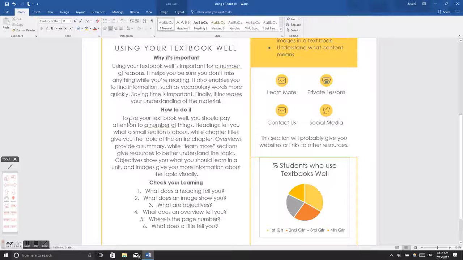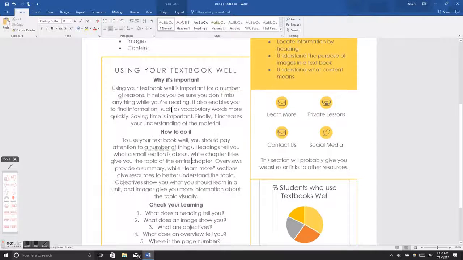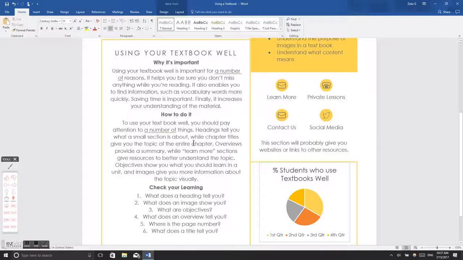And then how to do it. To use your textbook well, you should pay attention to a number of things. Headings tell you what a section is about, while chapter titles give you the topic of the entire chapter. Overviews provide a summary, while Learn More sections give resources to better understand the topic. Objectives show you what you should learn in a unit, and images give you more information on the topic visually.